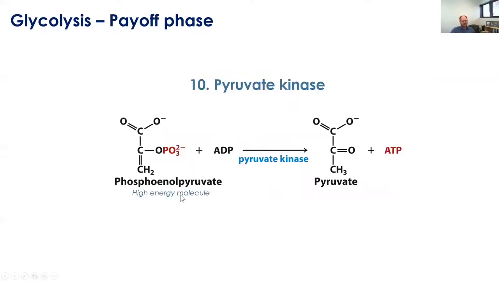It takes this high energy organophosphate here, takes the phosphate from there, adds it onto ADP. You should be able to do that reaction mechanism. We'll be working through that in the next class. And that makes this pyruvate here as the leaving group, and ATP.